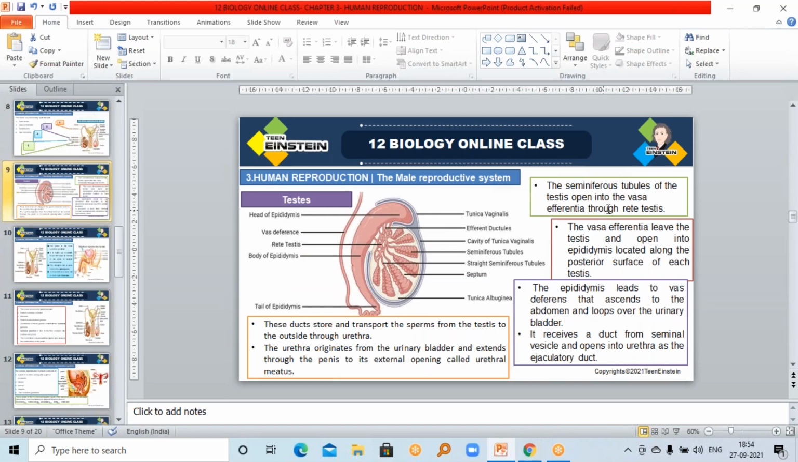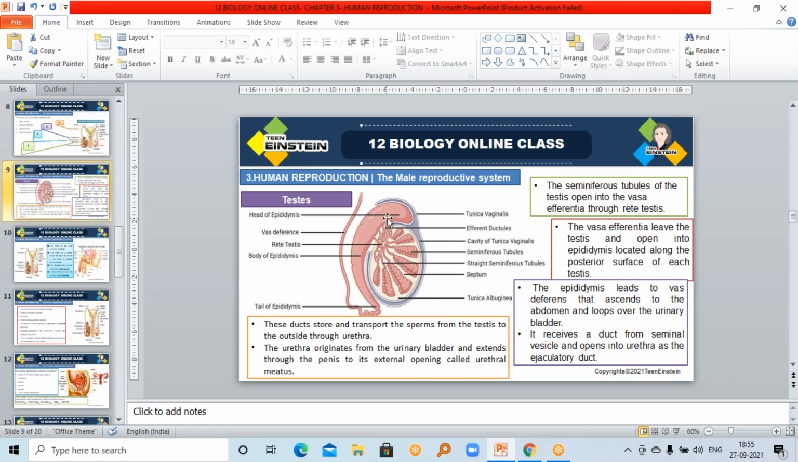So here we are going to learn the structures. The seminiferous tubules of the testis open into the vasa efferentia through the rete testis, and these vasa efferentia leave the testis and open into the epididymis located along the posterior surface of each testis. This is the head portion of the epididymis, this is the body portion, the corpus, and this is the tail portion, the cauda epididymis.